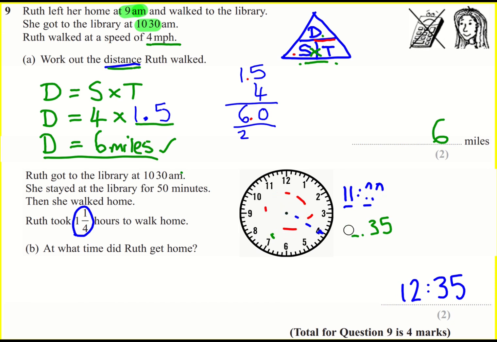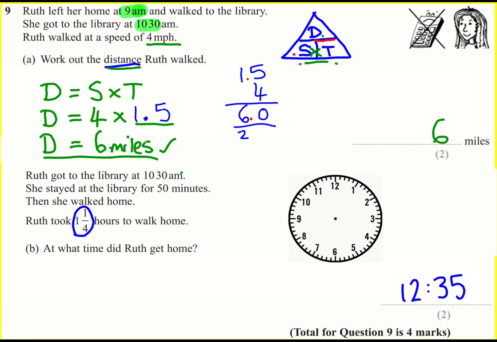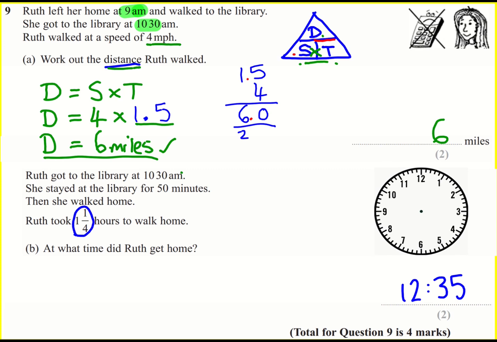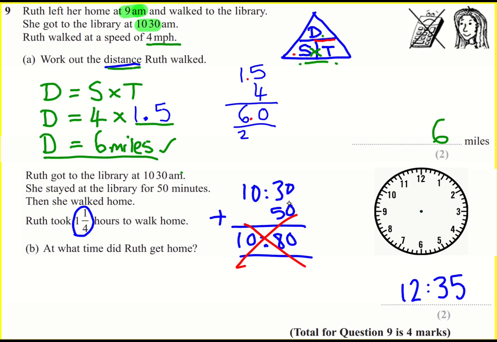I know it's tempting with a time question to add on minutes like you would with a column. I strongly do not recommend this, because if you did something like this, 10:30 plus 50 minutes, it doesn't work, okay? You'd get 10:80 here, which doesn't make sense as a time. That is incorrect. You can't use some kind of column method by adding on 50 minutes here.